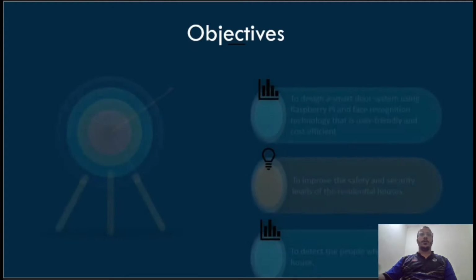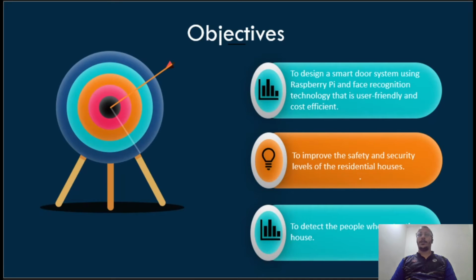So, to solve this problem, we made 3 objectives. These objectives are to design a smart door system using Raspberry Pi and face recognition technology that is user-friendly and cost-efficient, to improve the safety and the security levels of residential houses, and the third and last one is to detect the people who enter the house.